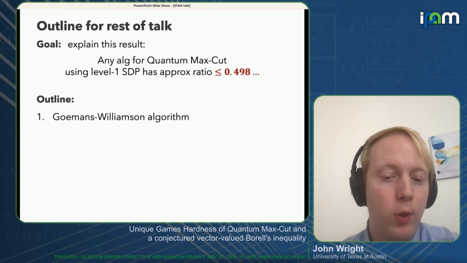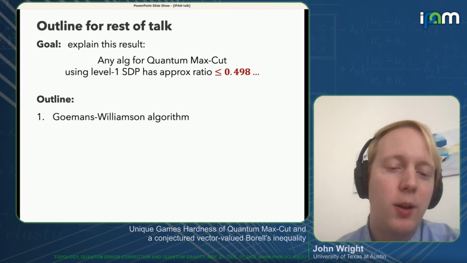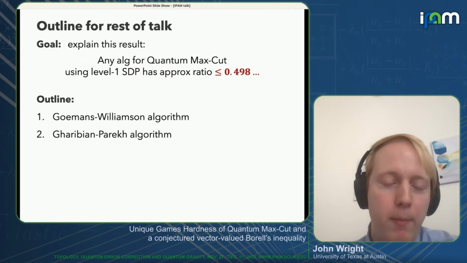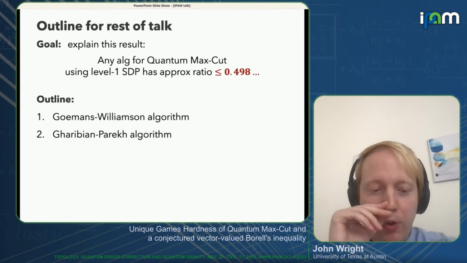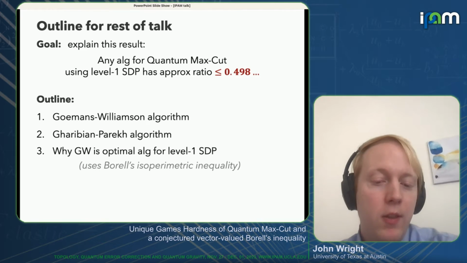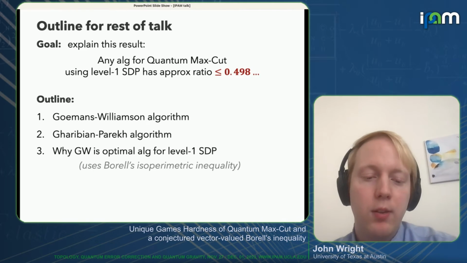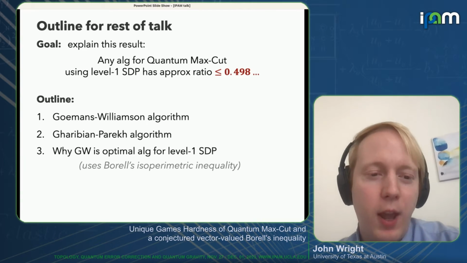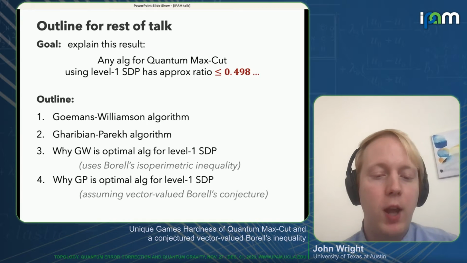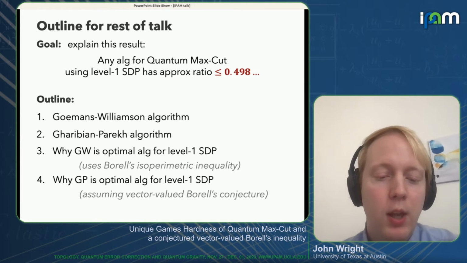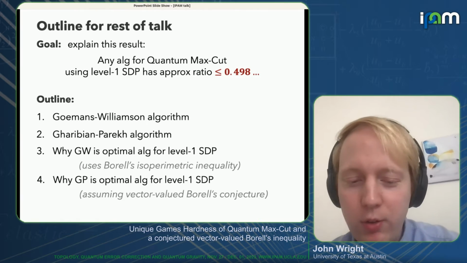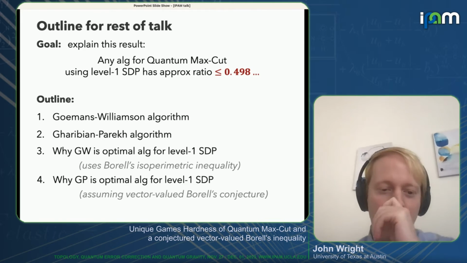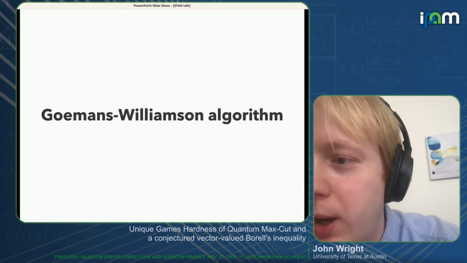First, I'm going to explain the Goemans-Williamson algorithm, this classical max cut algorithm. Then I'm going to explain the Gharibian-Parekh algorithm for quantum max cut. Then I'm going to explain why the Goemans-Williamson algorithm is the optimal algorithm for the level 1 SDP. This uses something called Borell's isoperimetric inequality. And then finally, I'll explain our actual result, which is why Gharibian-Parekh is the optimal algorithm for the level 1 SDP. And this assumes our unproven, but definitely true, vector-valued Borell's conjecture. Okay, so without further ado, let me begin with the Goemans-Williamson algorithm.